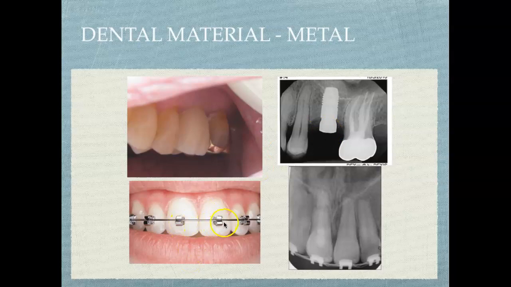Another source of metal on teeth is sometimes orthodontic fixed appliances, and you can see if they were radiographed that they would also be radiopaque.